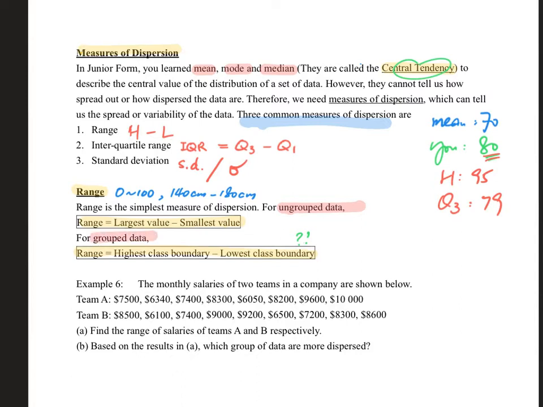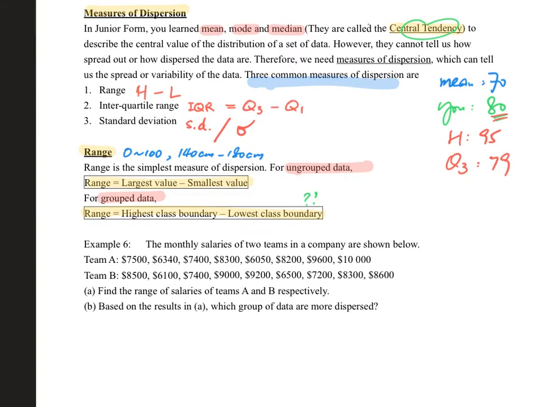What does that mean? Let's take Example 6. Can you see that the example tells you the monthly salaries of two teams in a company, in which you can see the numbers precisely one by one? A certain person gets $7,500 per month, and the other one gets $6,340, and so on. We say this is called ungrouped data, because you can see the values very precisely one by one.